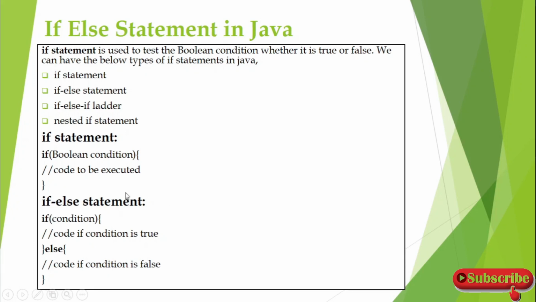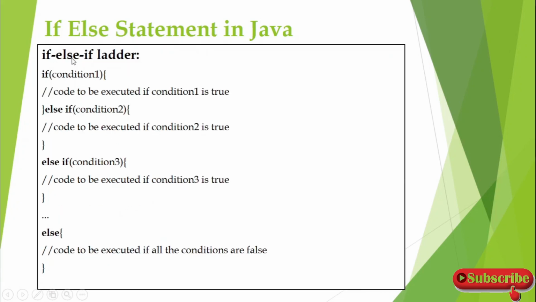Okay, so in the if-else statement you can see here, the if condition it will check, if it is true it will execute this block inside the if. If it is false, then it will come to the else block, and it will execute the logic that is available inside this else block. Okay, so this is called an if-else statement, and this is an else-if ladder.